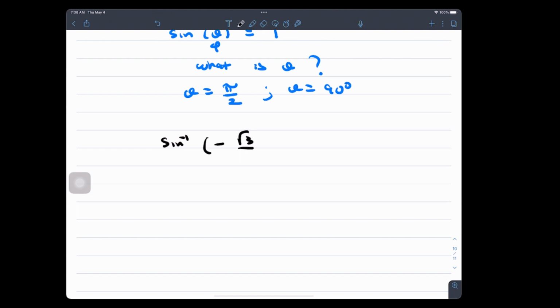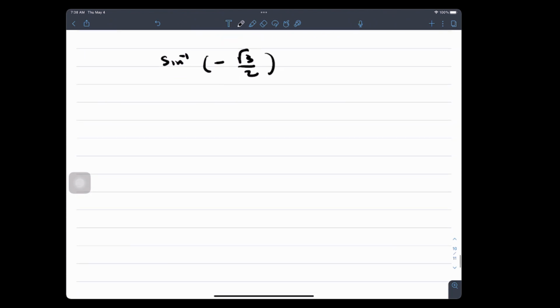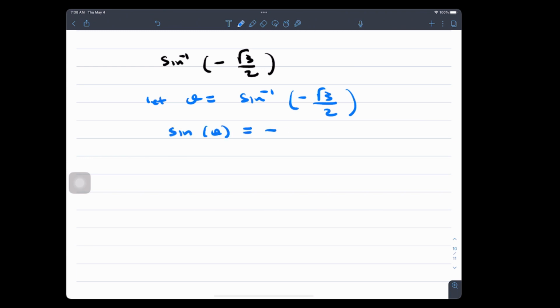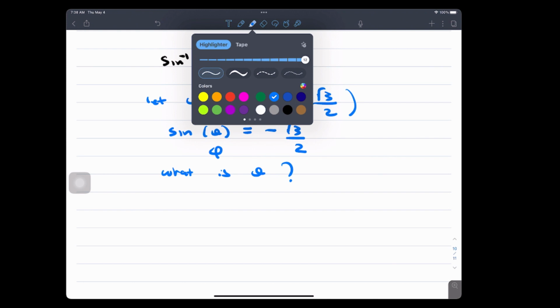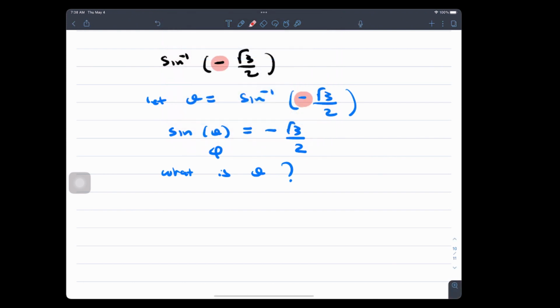This one's going to make you think. Just follow your procedure. What is theta here? You say you let theta be the inverse sine of negative square root of 3 over 2. Then use the definition of inverse sine. You say, what's the definition? That's going to be what? Sine theta is what? Negative square root of 3 over 2. You're going to have to say, what is theta? You're going to have to be careful whenever you have these negative values, okay?